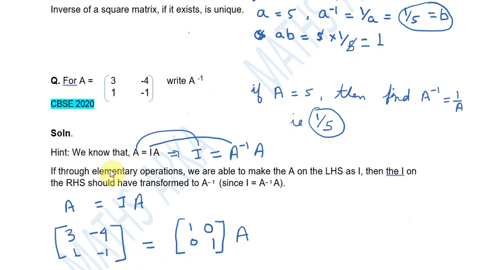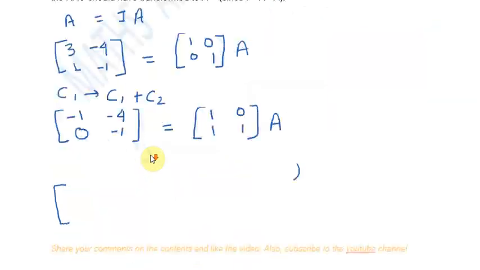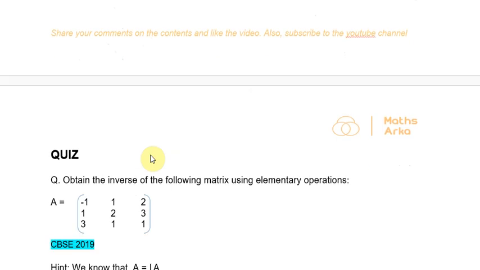So we know one of the properties, that A is equal to IA, because if we multiply the identity matrix with A, then it remains A itself. So what we did, we applied elementary operations on this left hand side A, and we tried to make it the identity matrix. The same operations applied to the identity matrix turn it into A inverse. So this is all what we have taken, and then there was a quiz.